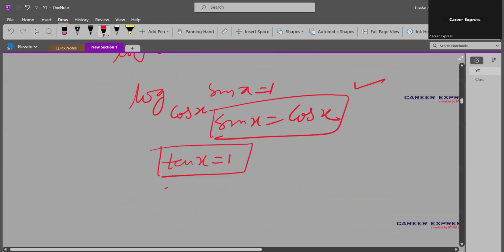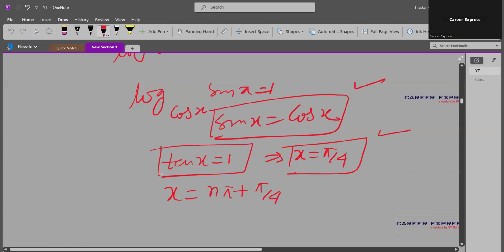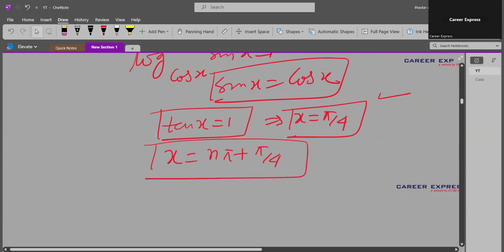And if tan x is 1, then x can have values which are nπ plus pi by 4. If tan x is 1, then x is pi by 4, but that is only in first quadrant. There can be multiple such values at which tan x is 1, and all those values are given by this rule, x is equal to nπ plus pi by 4, where n is an integer. N can be any positive or negative integer, but all the values of x that satisfy this condition, tan x equal to 1, will be given by this relation, nπ plus pi by 4.